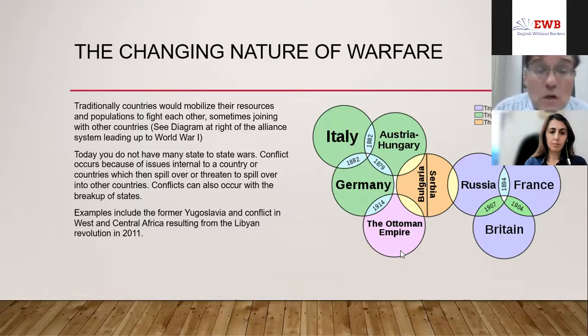Conflicts can also occur when states break up, which has happened in the international system in the last 20 or 30 years. Sometimes it's relatively amicable, like Czechoslovakia, what was referred to as the Velvet Divorce, where basically the Czechs said, we'll go our way, you go your way. Not that they haven't had any small problems, but it was a very amicable split. There was no major conflict.